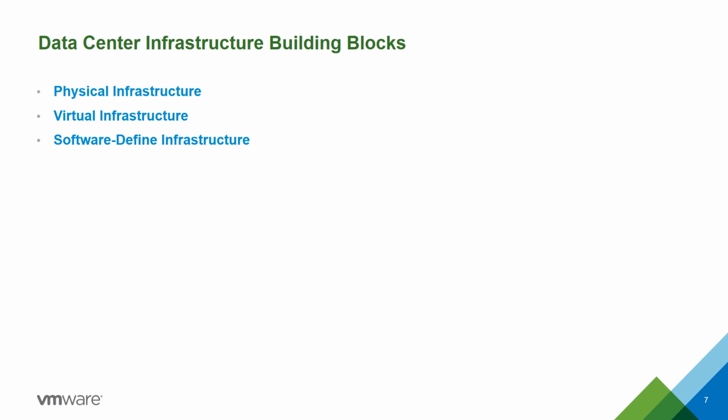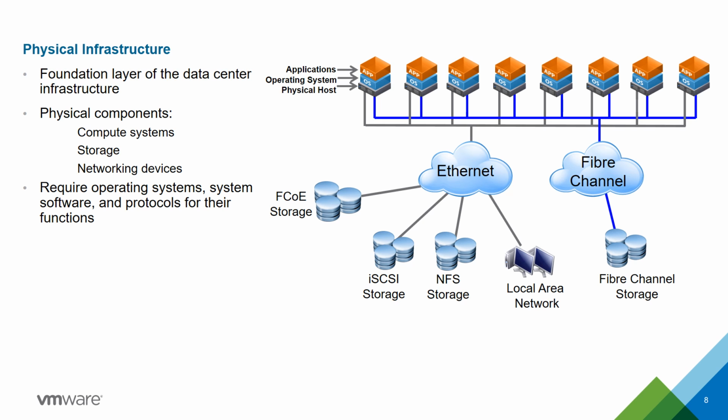Right. So the other layer over here is software defined infrastructure, which forms a foundation for our next level of what we have in a physical infrastructure. As I explained earlier, you have compute systems, storage, and networking devices. If you look at all these three, compute, storage, and network, they have their own operating systems, system softwares, and protocols for their function. If you look at a compute system, you can have Windows, Linux, or Unix operating systems.